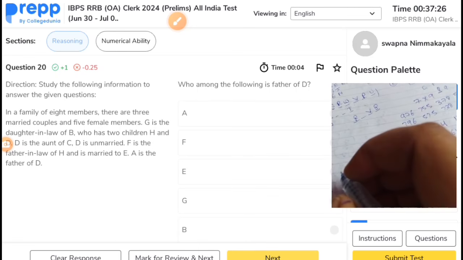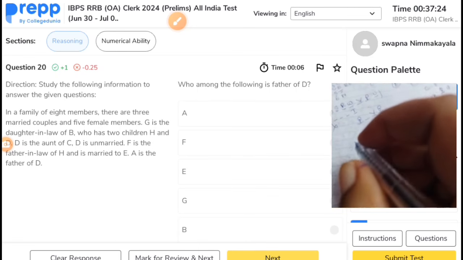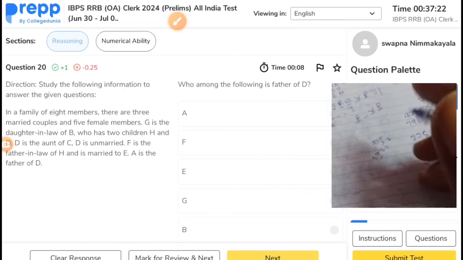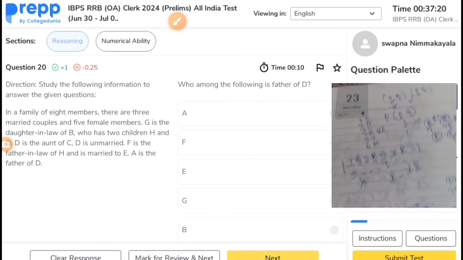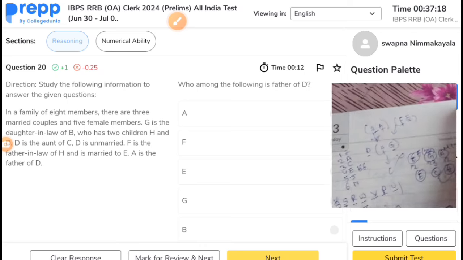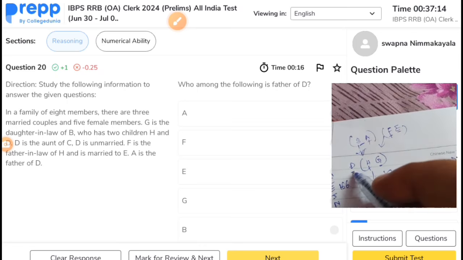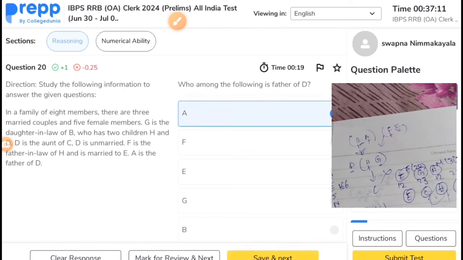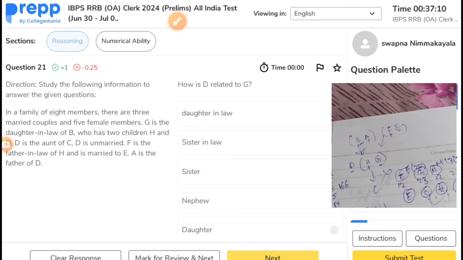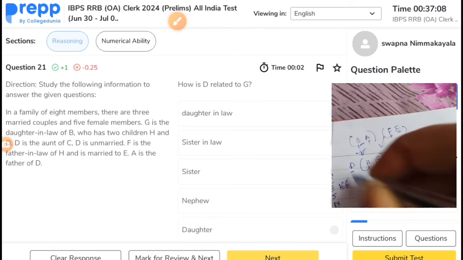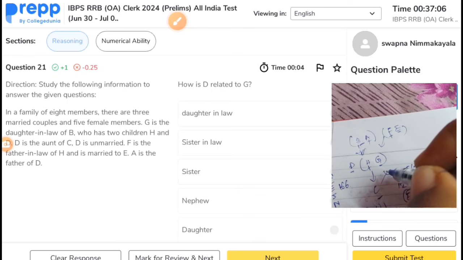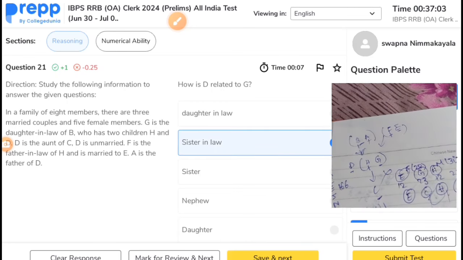In a family of 8 members, there are 3 married couples and 5 female members. Father of T is A. How is T related to G? Sister-in-law.